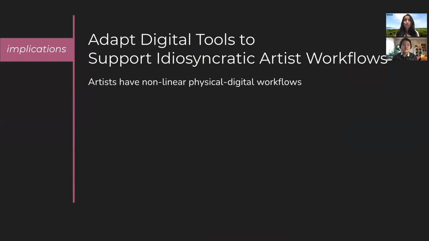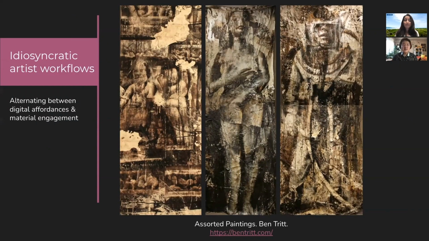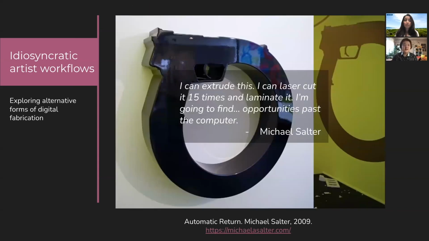Another theme of our research highlighted the ways artists who rely primarily on digital tools frequently switch back and forth between physical and digital materials throughout their processes. For example, Ben alternated between painting on a tablet, where it was easier to pick and preview colors, and painting with oil paints, where the materiality of the paint that could not be replicated in software mattered for the final look. Michael used digital fabrication techniques to think through different physical representations of a vector graphic he made, saying, I can extrude this. I can laser cut it 15 times and laminate it. I'm going to find opportunities past the computer.